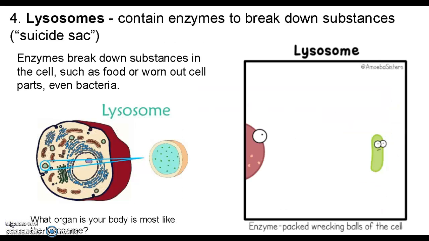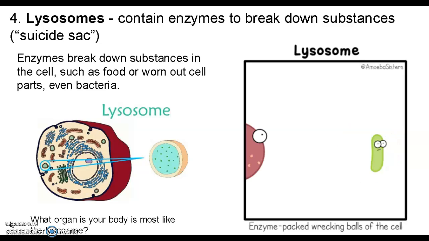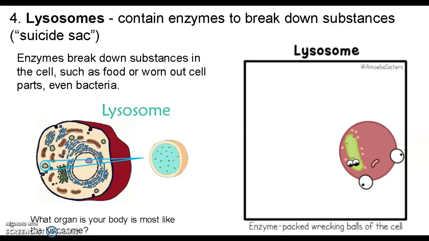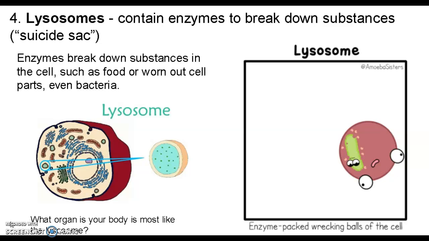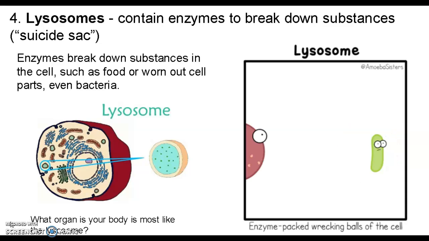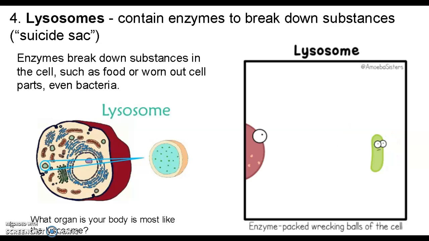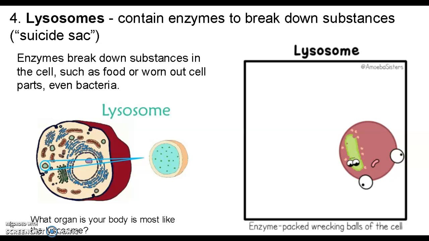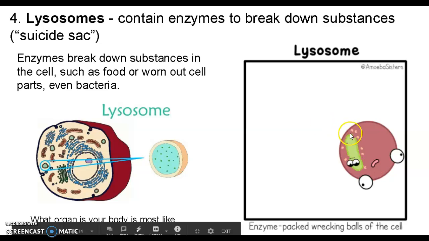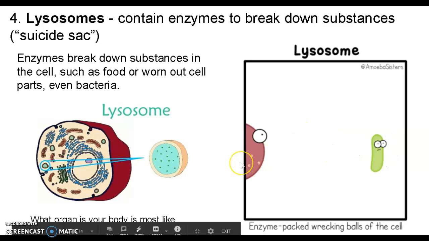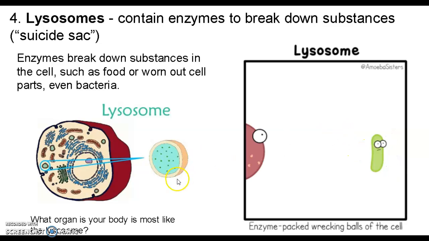Next, we have lysosomes. Lysosomes are very special vesicles that contain enzymes to break down substances. So you can almost think of this as like the stomach of the cell or the digestive system of the cell. These enzymes break down substances such as food or worn out cell parts and even bacteria. So you can see here in this little image, this is a lysosome. It's gobbling up a bacterium and it's breaking up and digesting that bacterium.